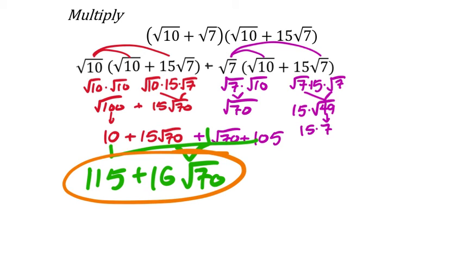Of course, you could have written it as 16 times the square root of 70 plus 115, but I got it like this, and that would work. Both would work.